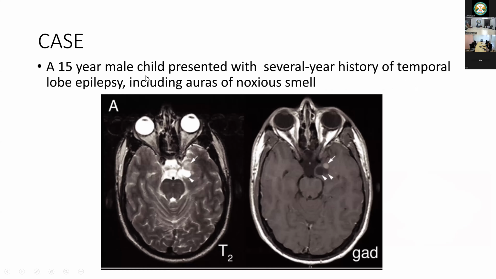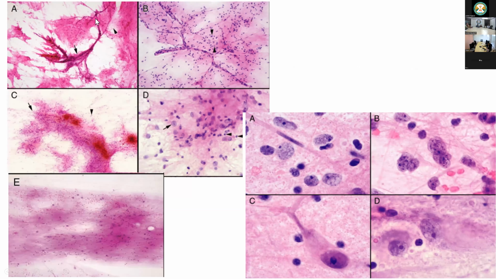Say a 15-year-old male child presented with a several-year history of temporal lobe epilepsy, including auras of noxious smell. On MRI, we can see a solid cystic lesion again. It's showing a T2 hyperintense cystic lesion, which is showing a small nodular enhancement. We can see these thin-walled blood vessels, not thick-walled blood vessels. Some lymphocytes are there, some polymorphic population is there.